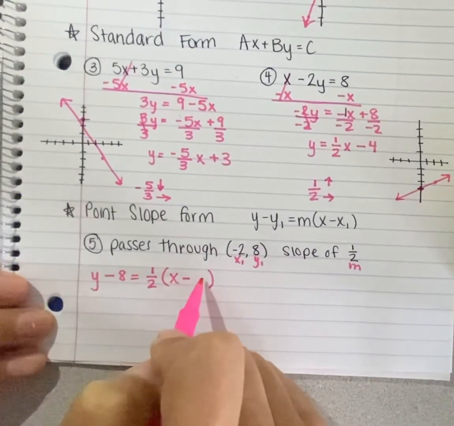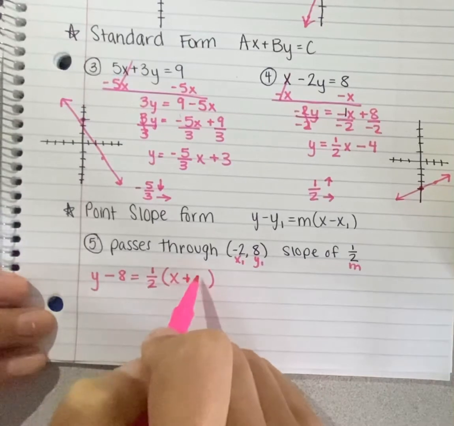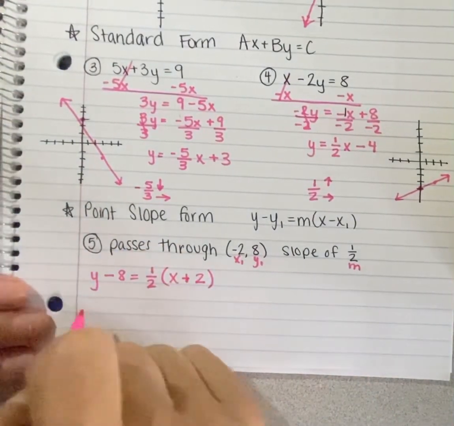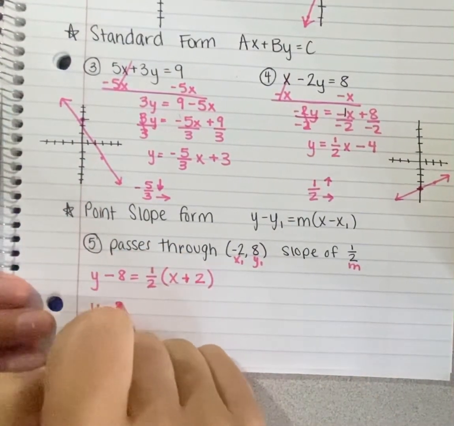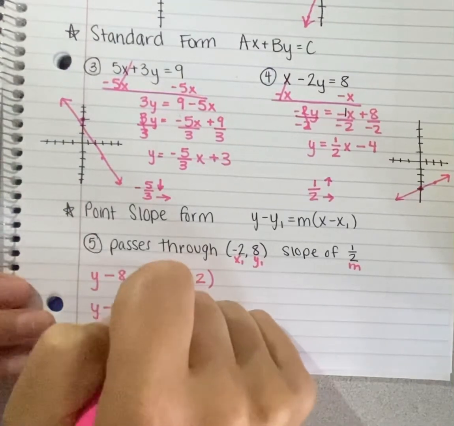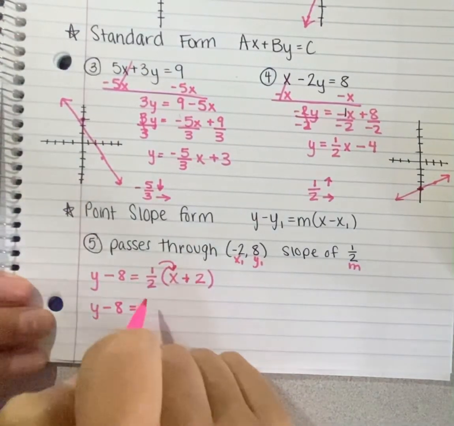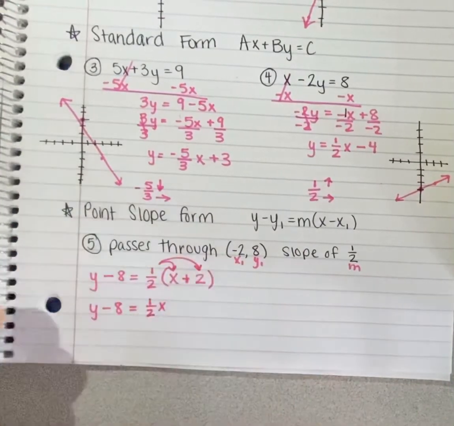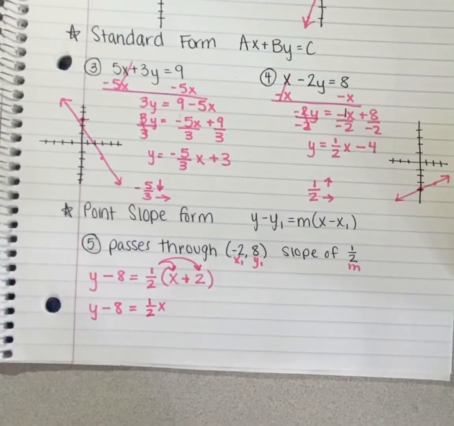If I'm minusing a -2, that becomes a positive because you're minusing a negative. When you're minusing a negative, they contradict each other. You have that negative, so it produces that plus sign. I'm going to distribute that 1/2 into the parentheses. 1/2 times x is 1/2 x. 1/2 times 2. Half of 2 is 1.